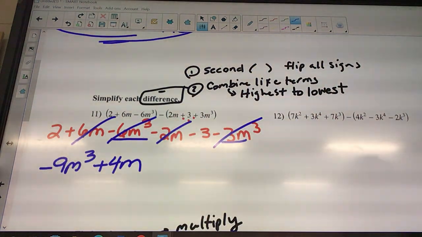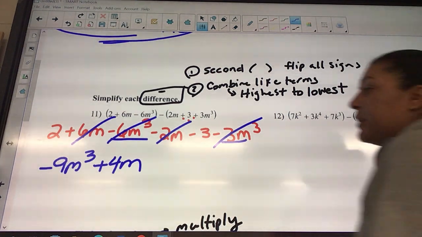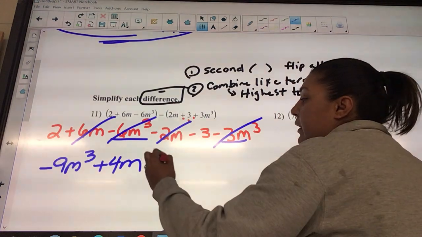Okay, and then lastly, what can we combine? The 2 and the negative 3. So on your calculator, type in 2 minus 3. And that's going to give us a negative 1.